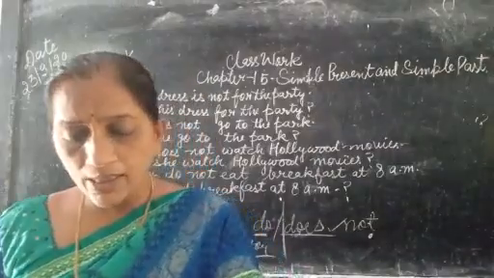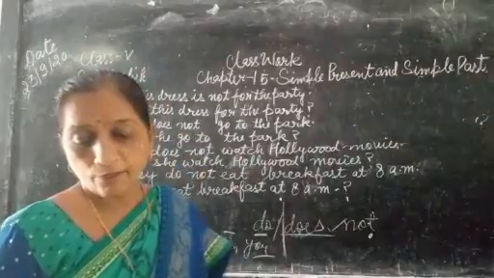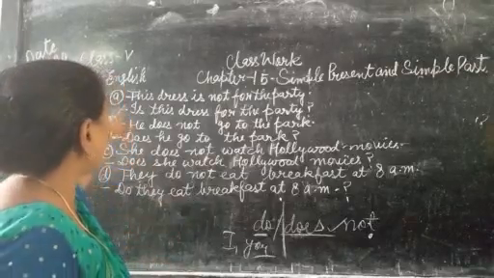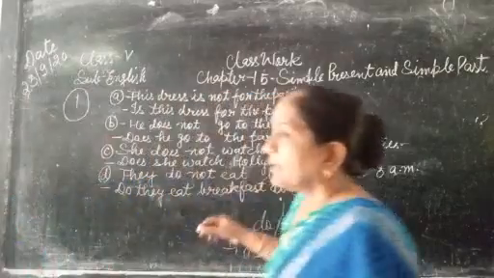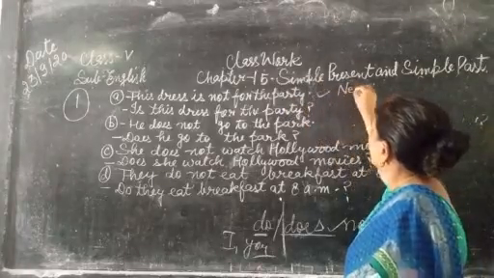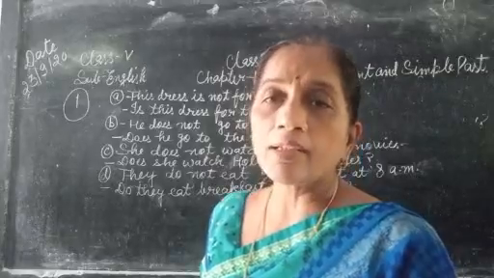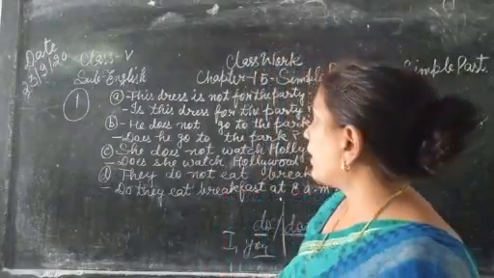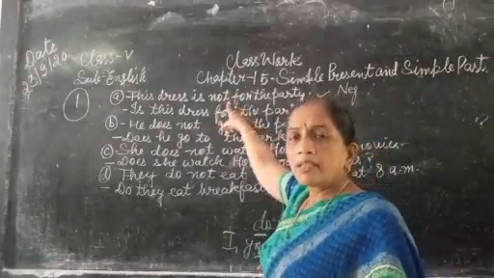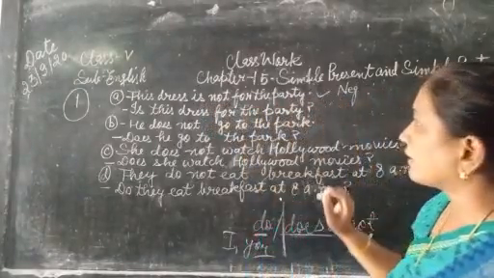Now come to this exercise on page number 85, that is, let's practice. First sentence, this dress is for party. In the first blank you have to write the negative sentence of this: This dress is for the party. So we have to write, this dress is not. We have added this word not with the helping verb. This dress is not for the party.